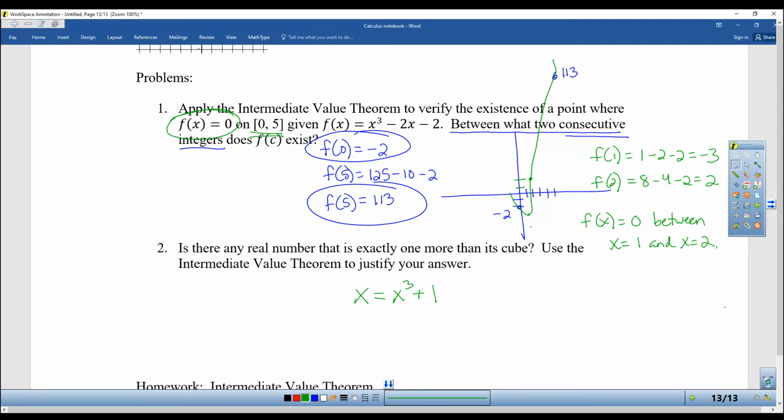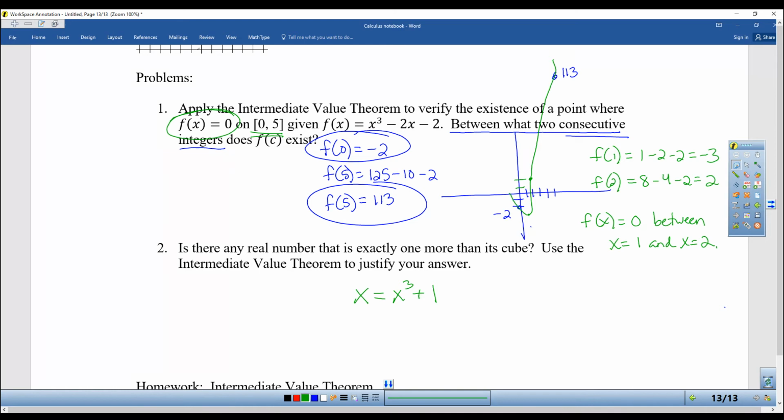And of course, when you first look at it, you say, no. I mean, if you cube a number and then add 1, it's definitely going to be bigger than the original number. Anybody have an idea? If x is a fraction, if it's something small. So if x was, say, 1/4, 1/8, 1/16, when you cube it, it just gets smaller. And then you add 1. Is that going to work?